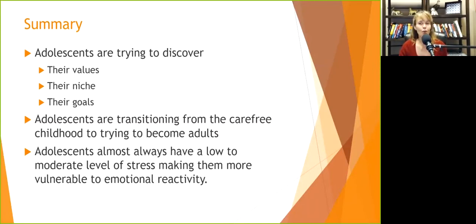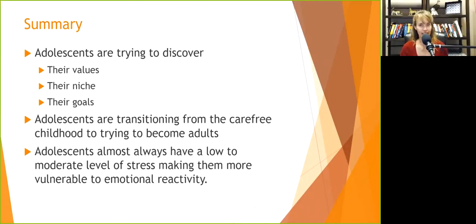Adolescents almost always have a low to moderate level of stress, making them more vulnerable to emotional reactivity. Again, think back to when you were an adolescent, or if you've got adolescents in therapy with you right now or at home. Do they have stuff? I mean, we think about them as going to school and not having a job. So, what could they have to stress about? Oh my gosh, what do they have to stress about?